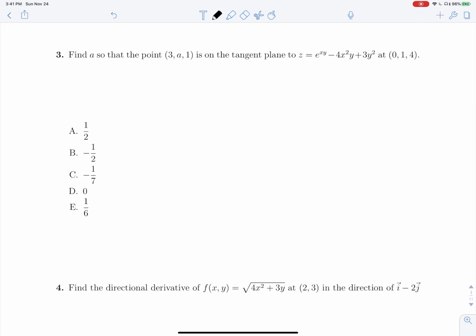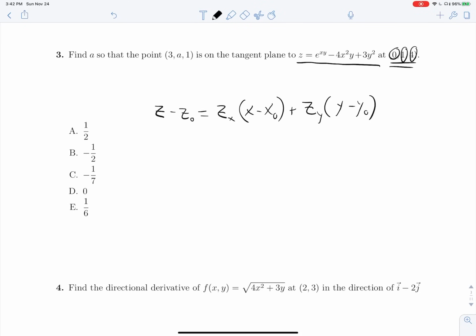Okay, find a so that the point 3, a, 1 is on the tangent plane to this guy at 0, 1, 4. So we know that our tangent plane is going to be expressed as z minus z naught is equal to zx times x minus x naught plus zy times y minus y naught, where zx and zy are our partial derivatives evaluated at 0, 1, 4, and our naughts are x naught, y naught, and z naught up there. So let's find all these values and plug everything in.